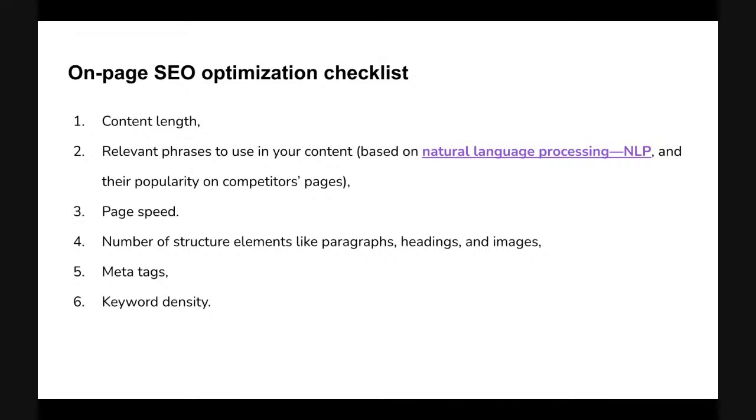Okay, so let's recap the 6 things that we're looking for here in our optimization checklist. First one is content length. 2 is relevant phrases in your content. Number 3 is page speed. Number 4 is number of structure elements like paragraphs, headings, and images. Number 5 is meta tags. Number 6 is keyword density. Now that we know that, there are really 2 ways to go about doing this on-page optimization.